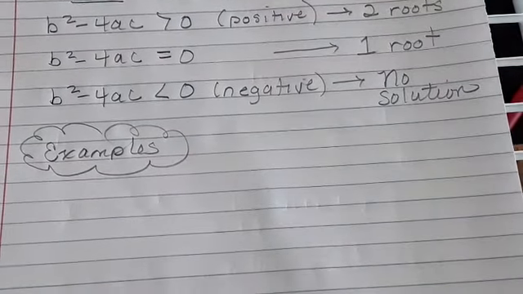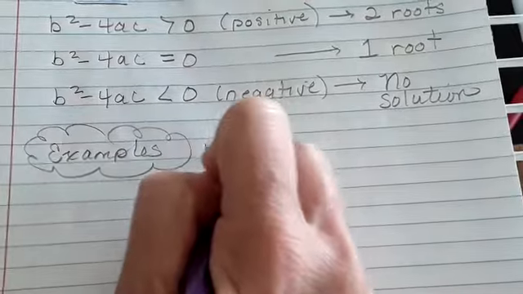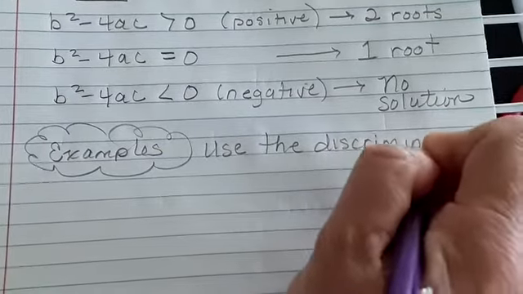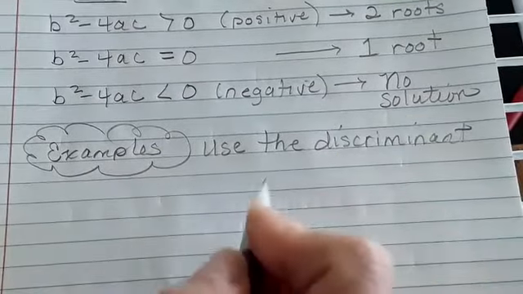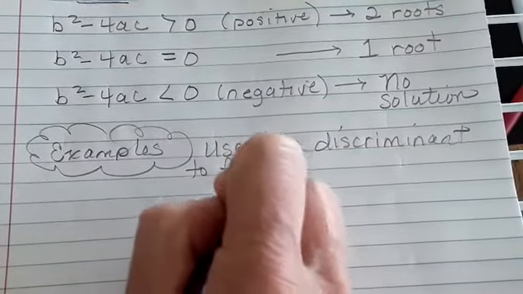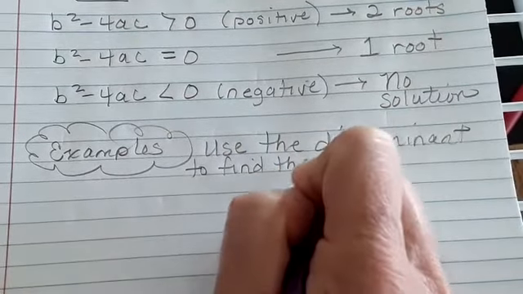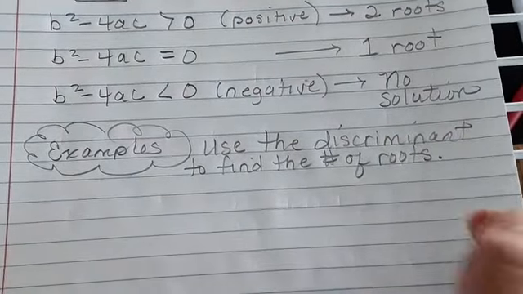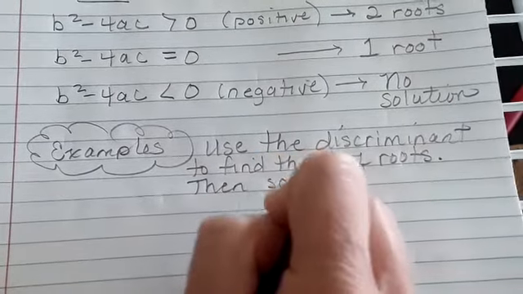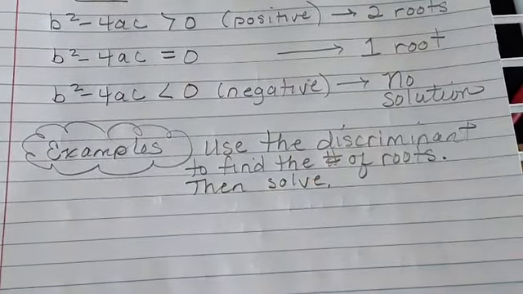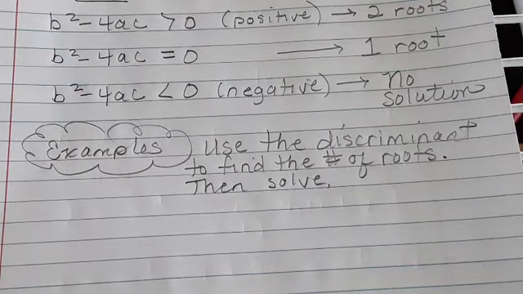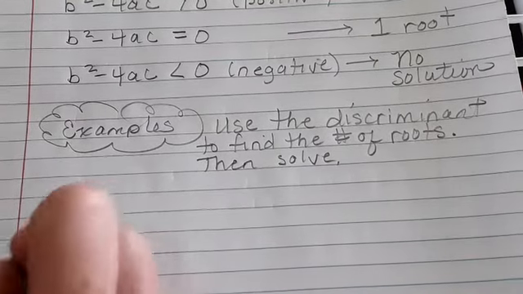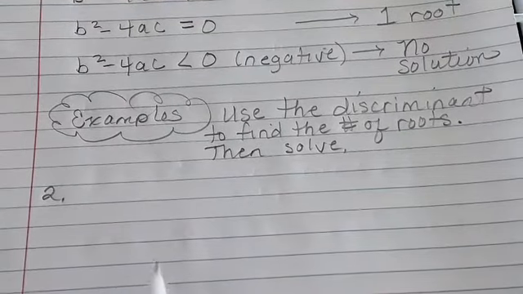All right, so we'll try one more using that discriminant. So we'll see how many solutions we have, if any, and if there will be solutions, we'll continue and solve it. So this will be our second example, and we'll wrap it up with this.